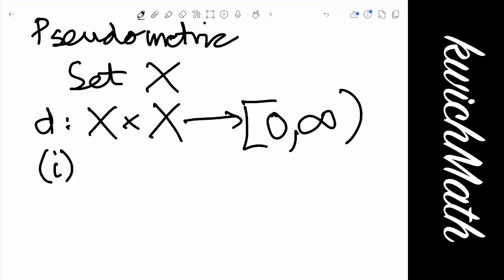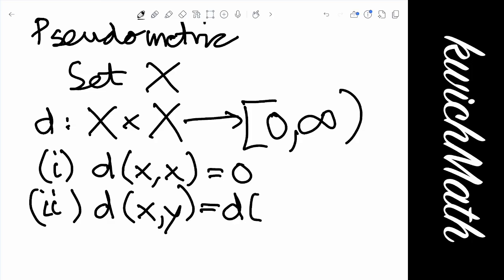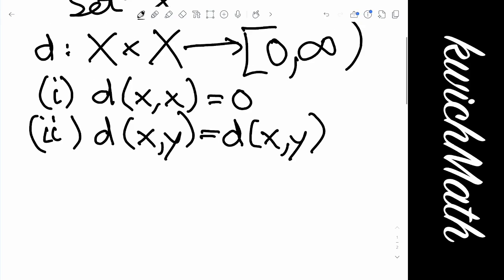In fact, every metric is a pseudometric, but it has to satisfy that for all small x, that is an element of big X, we have that the distance from x to itself is 0. We have to have that the distance is symmetric, right? So if we just switch the order, we should get the same number. The distance from x to y is the same as the distance from y to x.